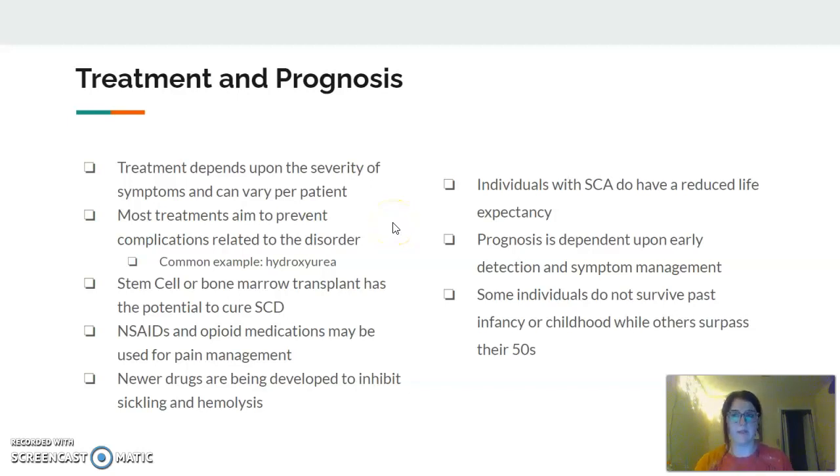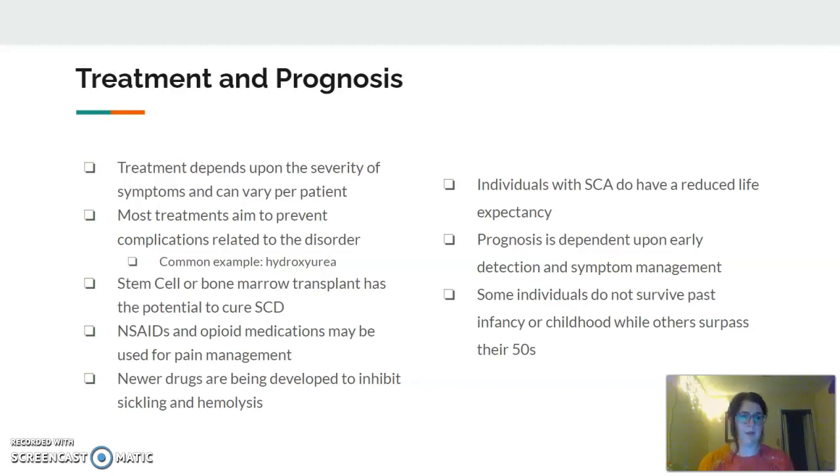Treatment for people with sickle cell anemia really just focuses on the management of symptoms. Currently, there is no cure for sickle cell anemia, but things are being worked on, which I'll touch on in just a second. But the most common treatment is the use of a drug called hydroxyurea. And then NSAIDs and opioid pain medications can help with the pain episodes that people will commonly get with sickle cell anemia. And newer drugs are being developed to possibly help prevent the sickling of the red blood cells and hemolysis, which is when the blood cells rupture and die, which leads to the anemia.